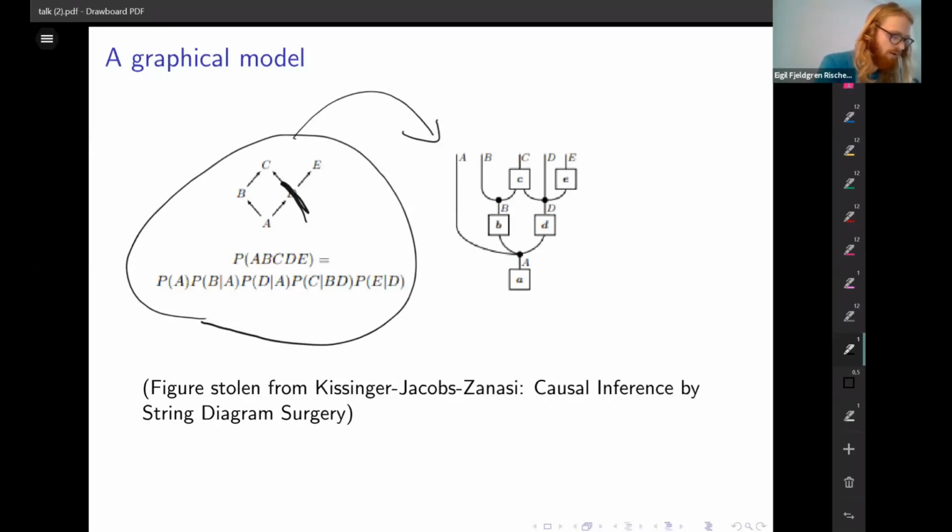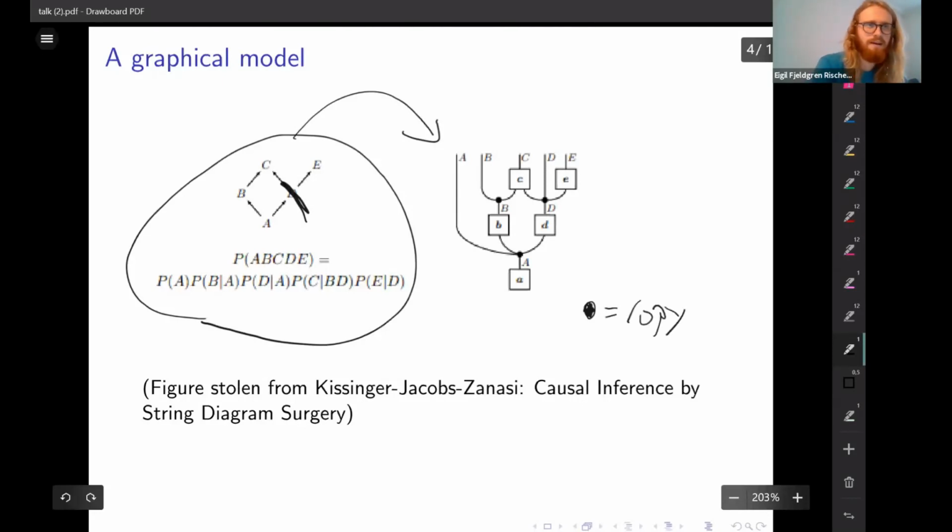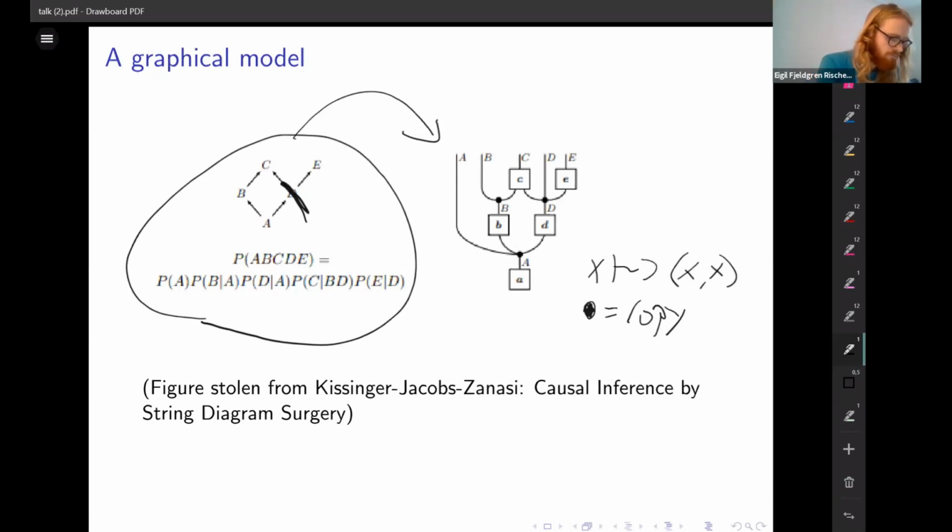And then we're going to use the value of A to generate B, use the value of A to generate D, use both the value of B and D to generate C, and generate E, and so on. To make sense of this, we need this bullet, which is really hard to write, but the bullet is like copying a variable. So X maps to X comma X, just deterministically copying a variable. So that's how we make sense of it.